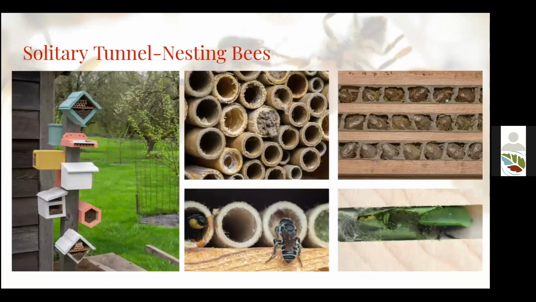Okay, other solitary bees will not actually nest in the ground, and they'll nest in abandoned tunnels or holes that are up off of the ground. So in the wild or in nature, that would be in old woodpecker holes or holes that have been bored by beetles, maybe in fallen reeds like lake reeds or bamboo in other parts of the world.